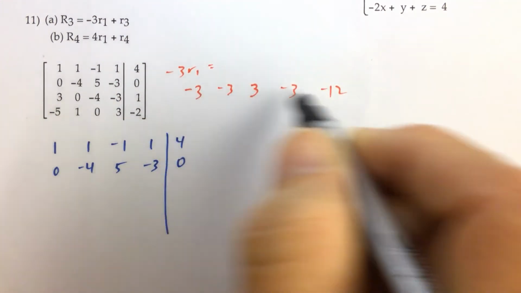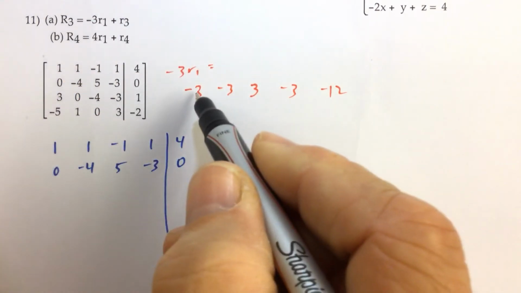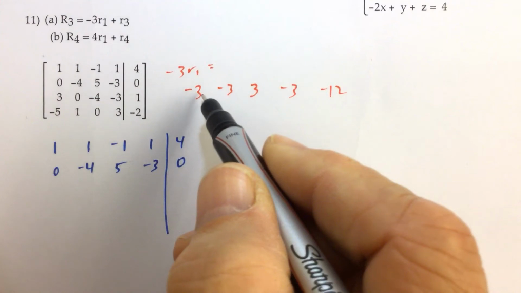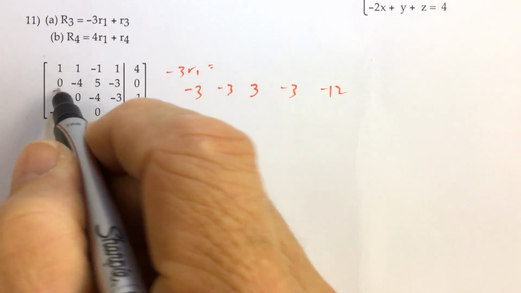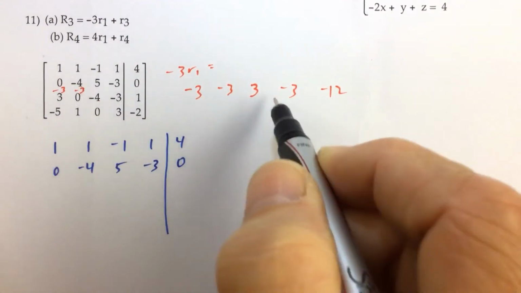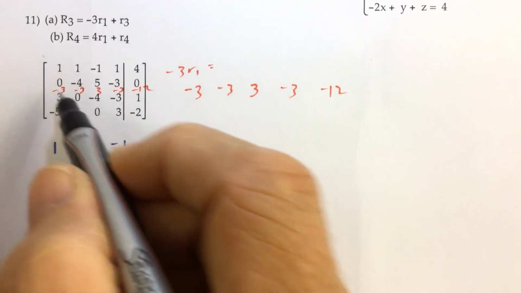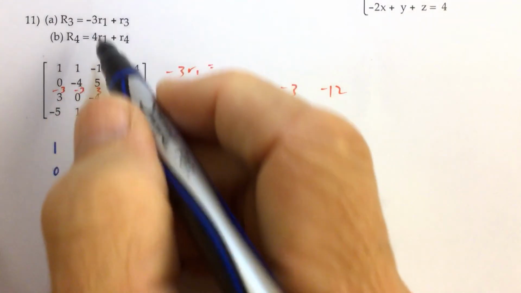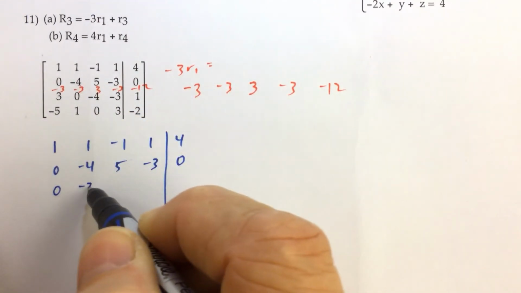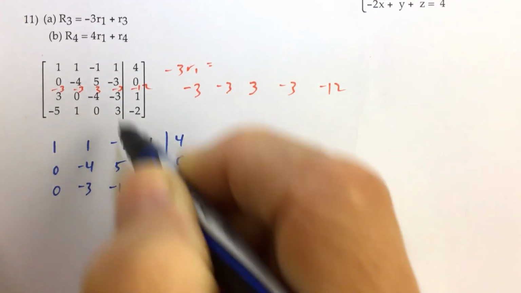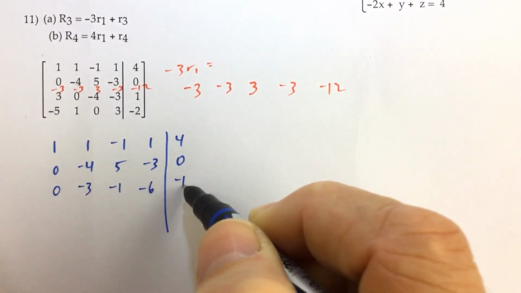Now we're going to add that to row 3, and our new row 3 is going to be this row plus this row. It's nice to have the numbers lined up, so we're going to write these like this. It's much easier when they're lined up. Negative 3, negative 3, negative 3, and then negative 12. Okay, so we're going to add these two together. When we add negative 3 row 1 plus row 3, we get negative 3 plus 3 is 0. Negative 3 plus 0 is negative 3. 3 minus 4 is negative 1. Negative 3 minus 3 is negative 6. And negative 12 plus 1 is negative 11.